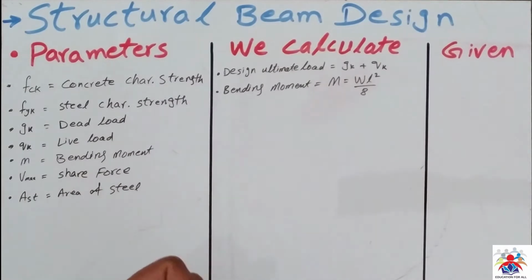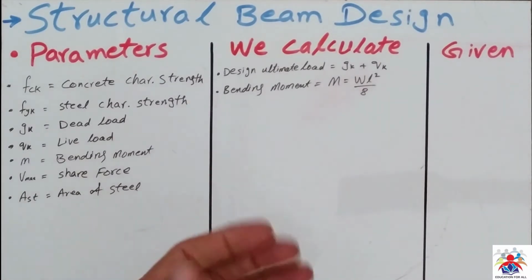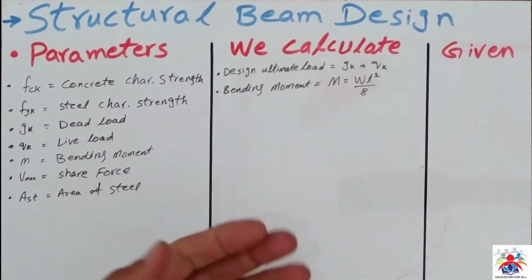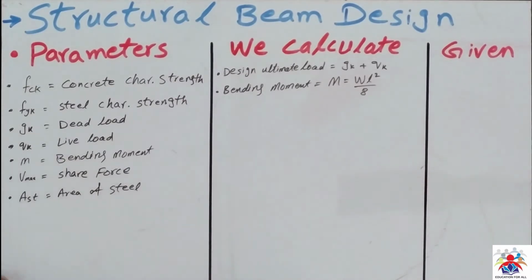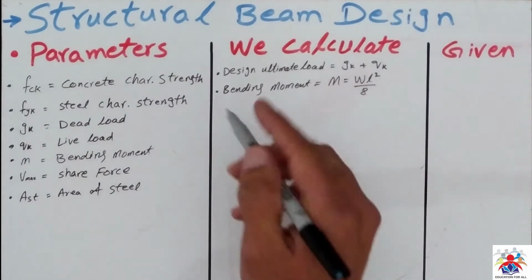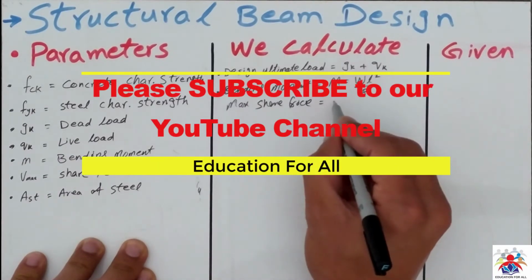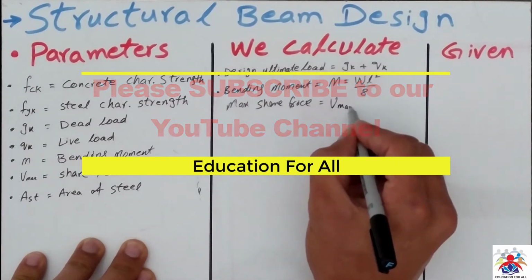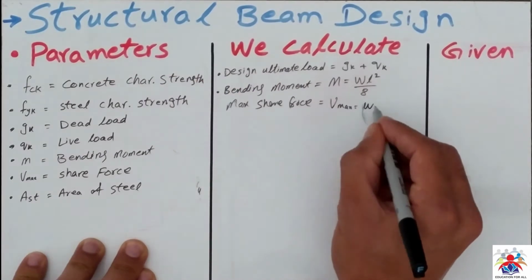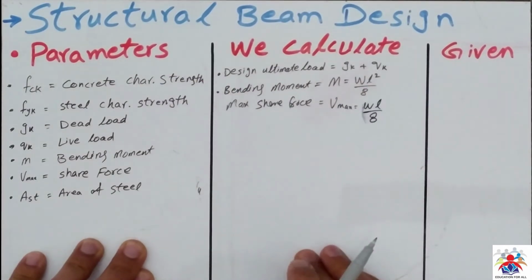Okay, the other thing which is very important, bending moment. The formula for bending moment is standard. As you can see on the board, it's WL square over 8. Then the next step, we will calculate maximum shear force. The formula for shear force is Vmax equals WL over 8.